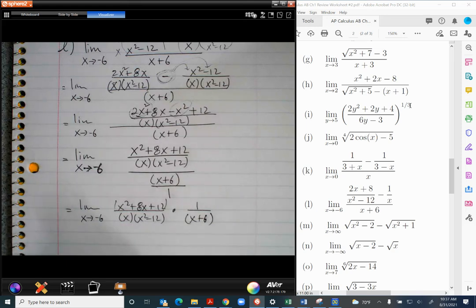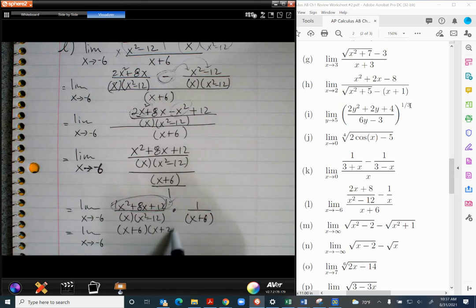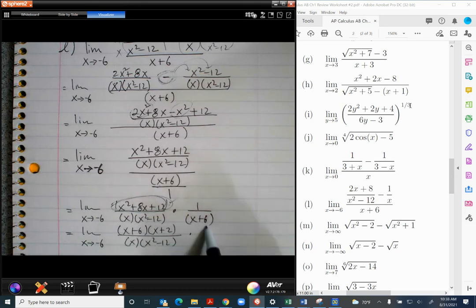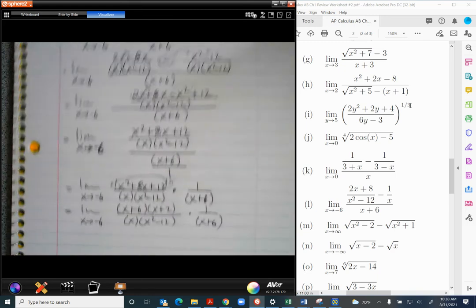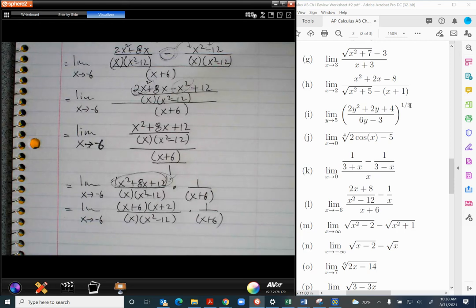Factor. I can factor. What can I factor? This one. So factor this. Someone factor this. Very good. So this is x plus 6 and x plus 2, over x times x squared minus 12, times 1 over x plus 6. Alright, what do you notice after you factor? Okay, so do you think we did this correctly? Yes, because it cancels out nicely at the end, right?